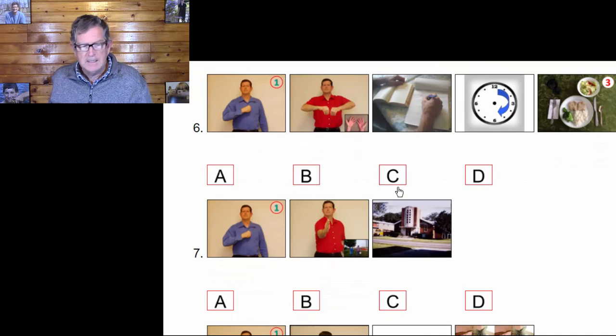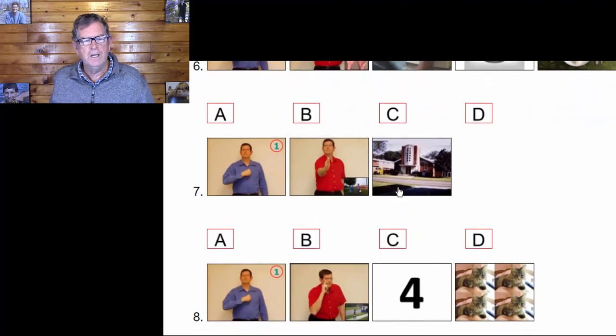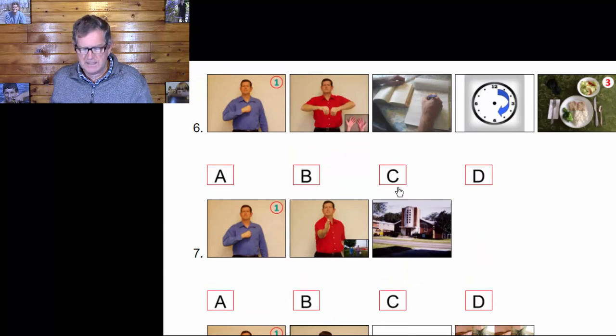Número 6. Yo hago la tarea después de la cena. Hago la tarea después de la cena. I'm not going to translate it for you. Let me see if you can figure it out. Hago la tarea después de la cena. A. ¿Por qué haces la tarea? B. ¿Cuánto haces la tarea? C. ¿Dónde haces la tarea? D. ¿Cuándo haces la tarea?